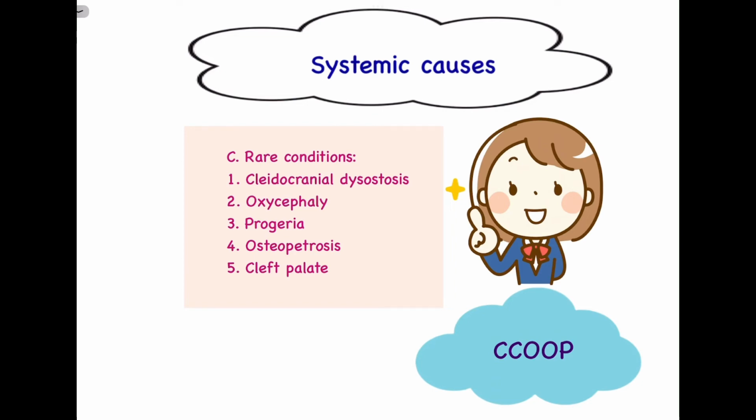So to remember this, we can simply remember it as COOP or COP, double C double OP, right? C for cleidocranial dysostosis, then again C for cleft palate, osteopetrosis, oxycephaly, and P for progeria. So quite easy to remember.